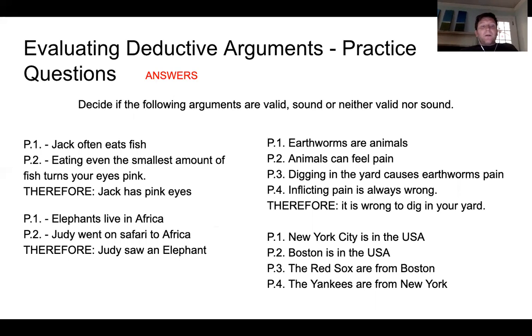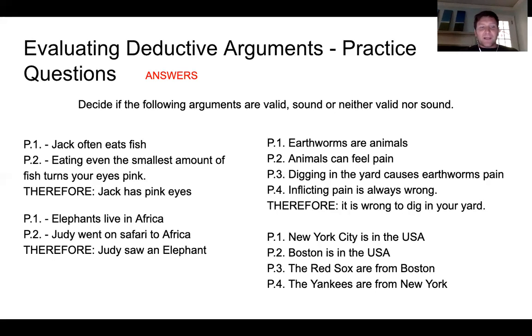Okay. Number 2, this one about the elephants. Premise 1, elephants live in Africa. Premise 2, Judy went on safari to Africa. Therefore, Judy saw an elephant. This is neither valid nor sound, right?